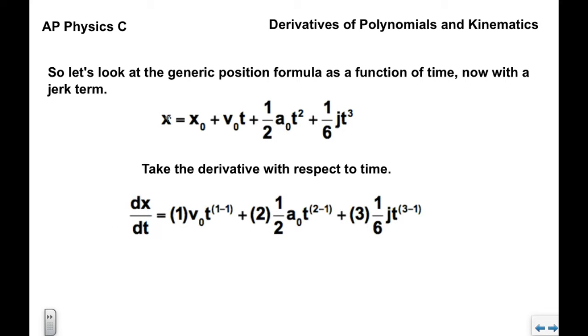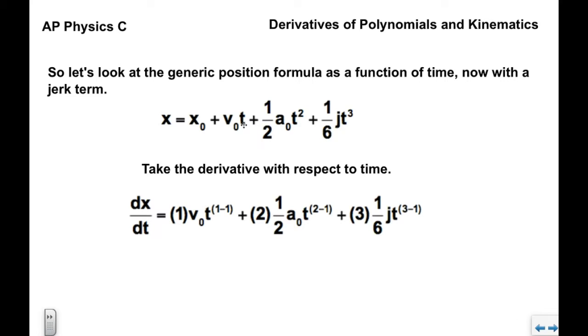So we're going to say x is a function of t. We're going to take dx/dt, so the derivative of x with respect to time. This x naught, you'll note, does not have a t in it. Therefore, it doesn't have a derivative term. So this constant term goes away.